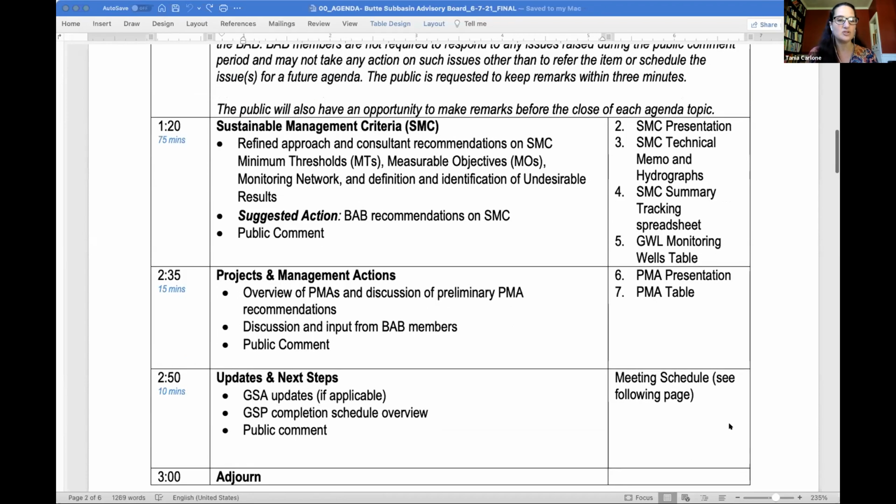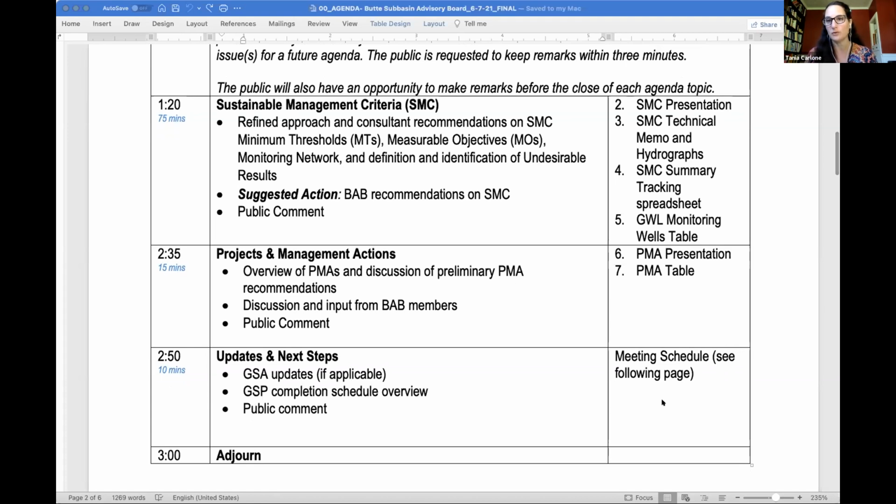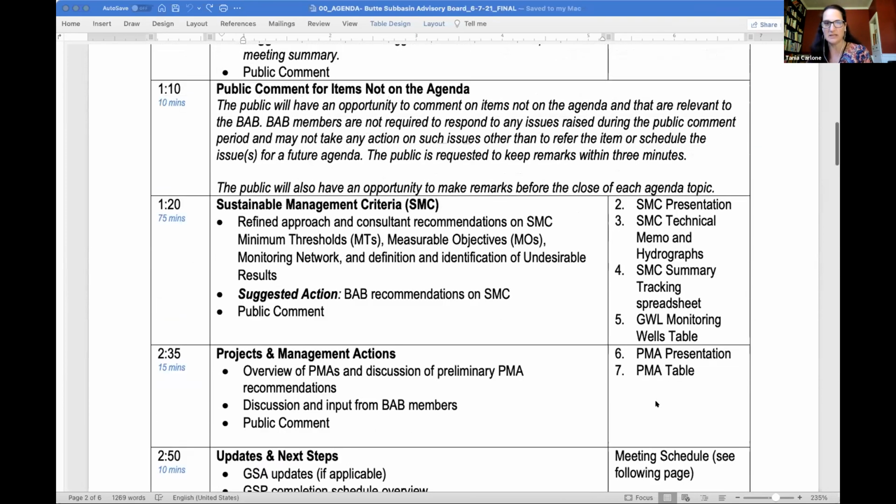And then we will end with our usual GSA updates, if there are any that are applicable and important to share in this venue. And we wanted to point out that the GSP completion schedule has been updated. If we have a little bit of time, we will give an overview of that. If not, it is always there and available for you to take a much closer look. And if you have any questions about the schedule or anything that's upcoming, do reach out to us. And we will attempt to adjourn at 3, although we do have quite a lot to accomplish today.